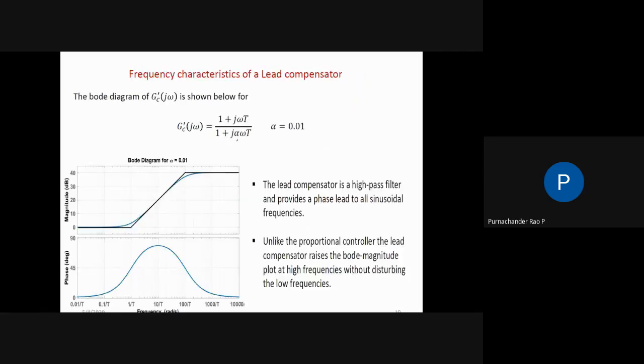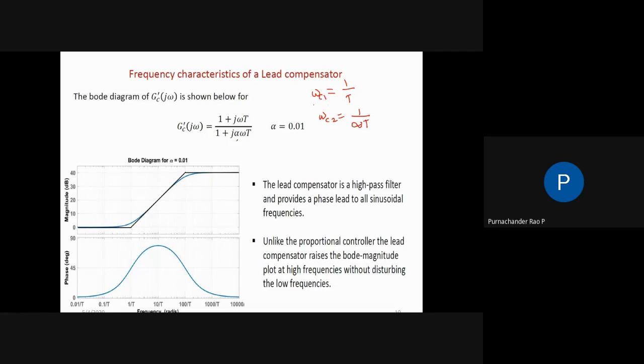Now what is the Bode diagram for this? It has two transfer functions, so two corner frequencies. One corner frequency is omega c1, and another is omega c2. The first corner frequency is 1 by T, and the second corner frequency is 1 by alpha T.